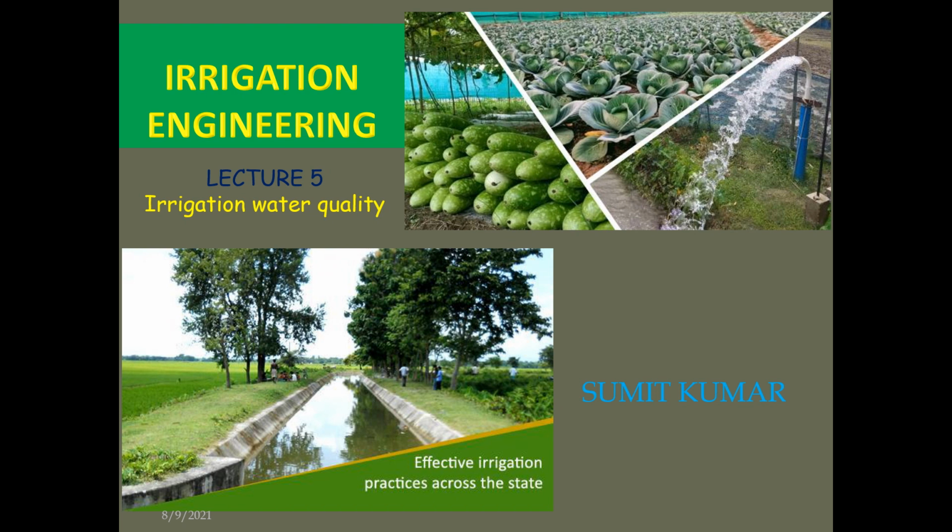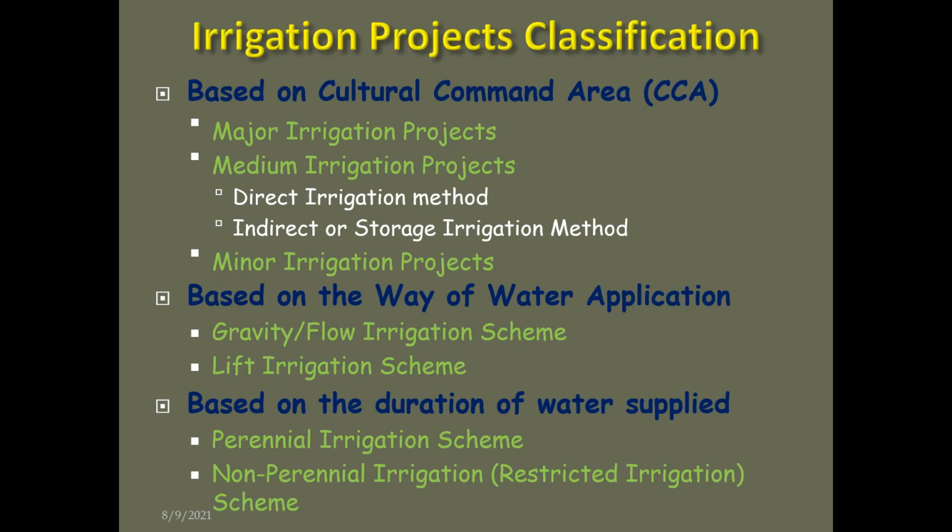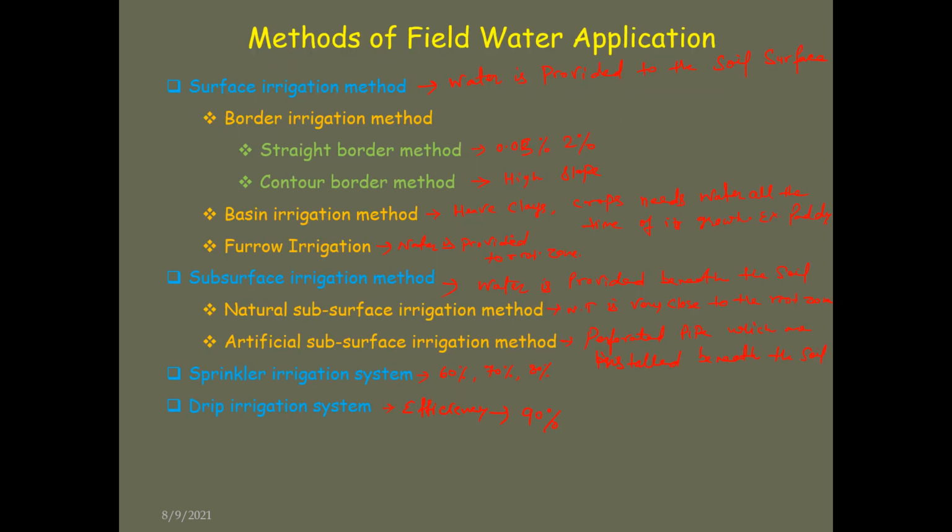Till now in this course we have studied the irrigation project classification, that is, types of irrigation projects. On different parameters it is classified into different types, and we have also studied the different methods of field water application, depending upon the soil availability and other factors. We can categorize the field water application.